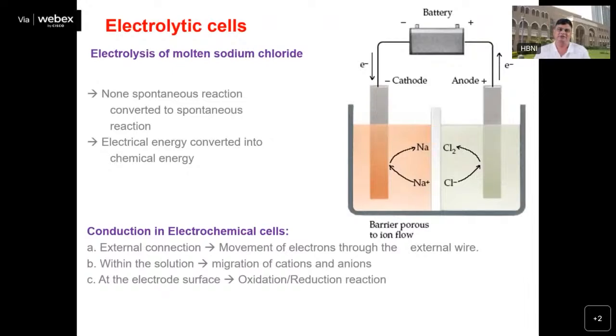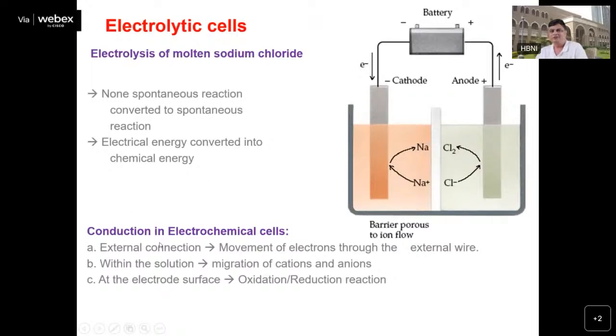This is the electrolytic cell, where the electrolysis of molten sodium chloride is carried out. And basically, as I told you, this is a non-spontaneous reaction. We convert it into a spontaneous one with the help of electrical energy. All this electrical energy helps to convert the non-spontaneous reaction into a spontaneous reaction, and we are converting electrical energy into chemical energy.